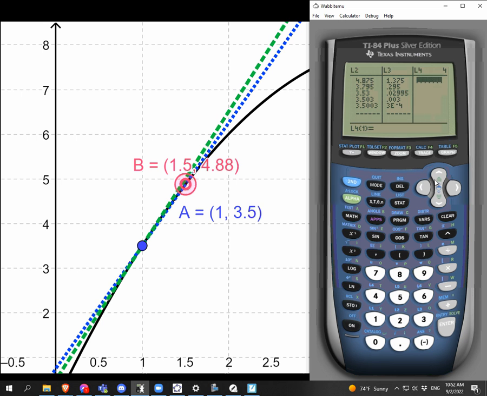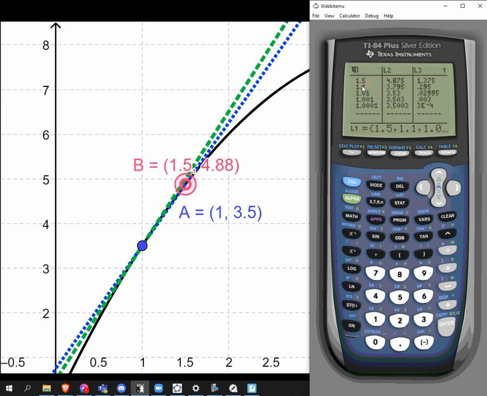Okay. In column 4, I want the run, the difference between the two inputs. So from 1 to 1.5, for example, it's going to be a 0.5 run. This will be a 0.1 run, a 0.01 run, and so forth. So we're going to define L4 as the L1 value, which has the x-coordinate of the red point, minus 1, which is the x-coordinate of the point we're trying to find the instantaneous rate of change, or approximate instantaneous rate of change.